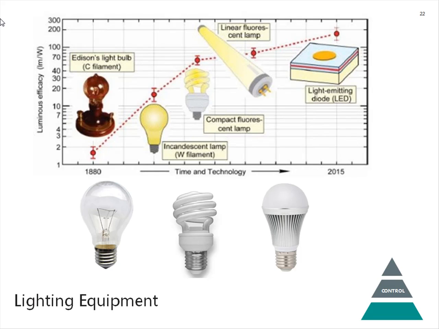You can kind of see how the efficacy has increased from maybe 40 to 70, let's call it, for compact fluorescent, up to close to 200 lumens per watt for LED. It's a very simple fix for improving the lighting efficiency in your home.